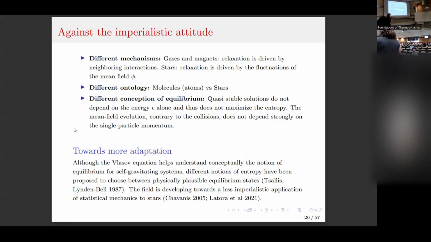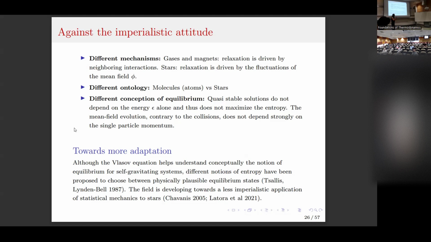The first problem that one finds is that, because of the problem of the relaxation time and similar problems, we have to admit or conclude that perhaps the mechanisms that underlie the equilibration of self-gravitating systems are different from the mechanisms that underlie the equilibration of ideal gases. For instance, in gases and magnets, the relaxation is driven by neighboring interactions, whereas in stars, the relaxation is most likely, this hasn't been decided yet, driven by fluctuations in the mean field, which is the approach by Lynden-Bell. Of course, there is another important disanalogy concerning the ontology.